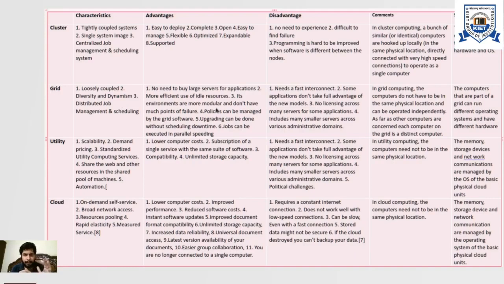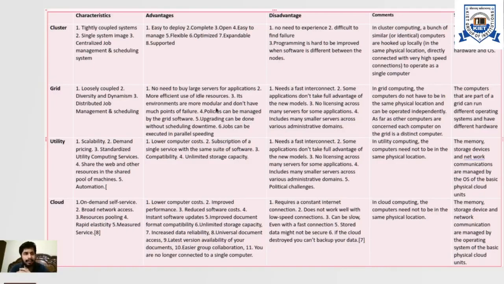But the thing which is beneficial for you is just to focus on all those points which make a difference, because many points, if you can see, are the same. The disadvantages of grid computing, utility computing, and cloud computing are almost the same, and the advantages are almost the same. So just focus on the point where the actual difference is.